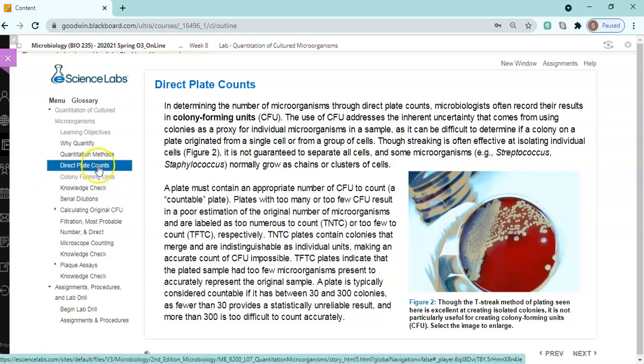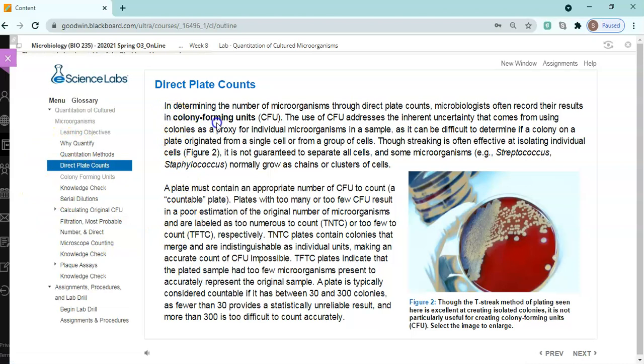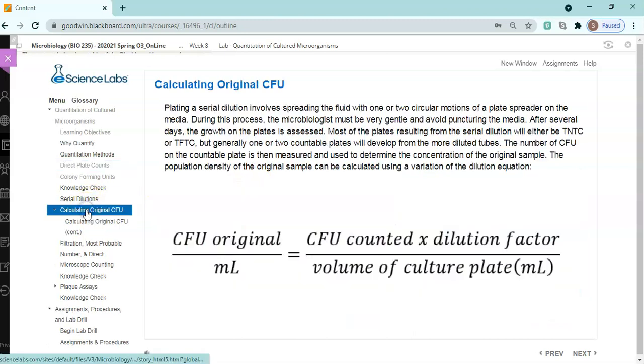And again, as you're studying, make sure that you go through the background information. A lot of the bold-face terms like colony forming units are important as well. And then obviously the calculation of the CFUs, this is a very important equation.